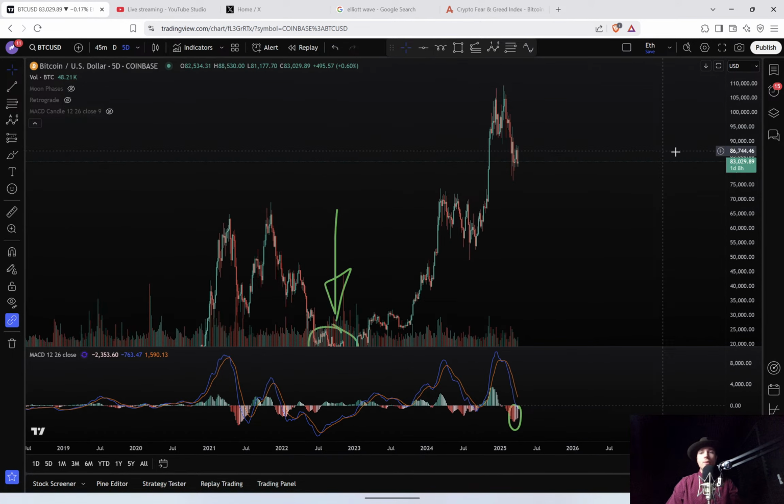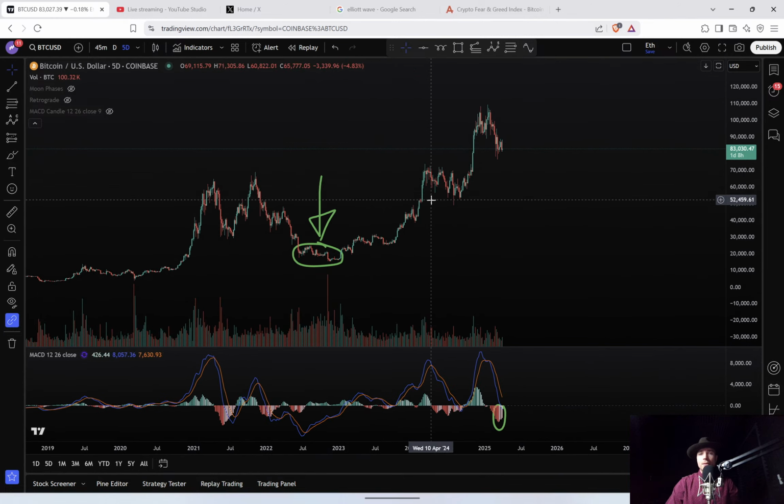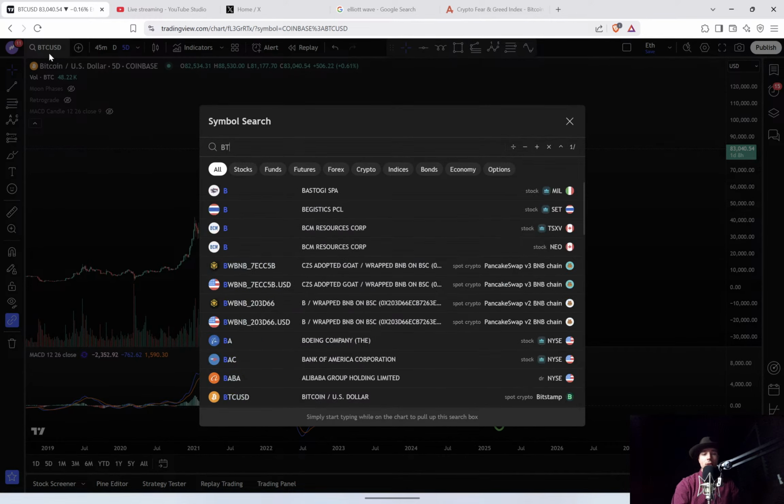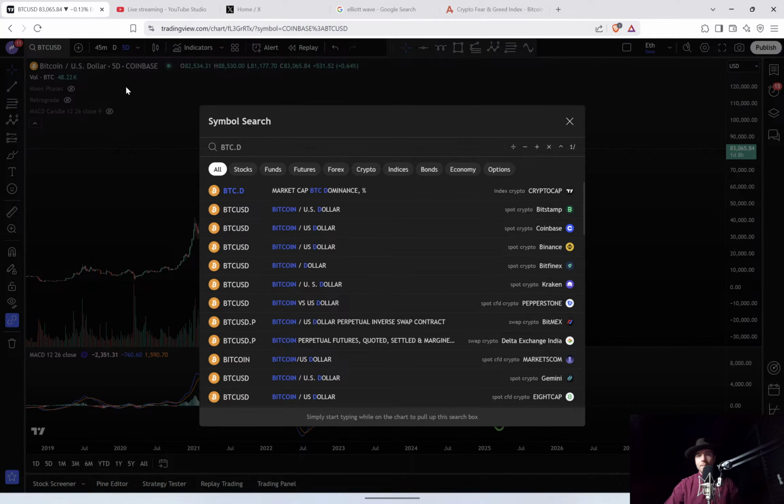And Bitcoin always leads too. So the altcoin season is coming. And it's coming sooner rather than later. And altcoins are going to be insanely profitable. Like, let's look at the Bitcoin dominance chart, okay?